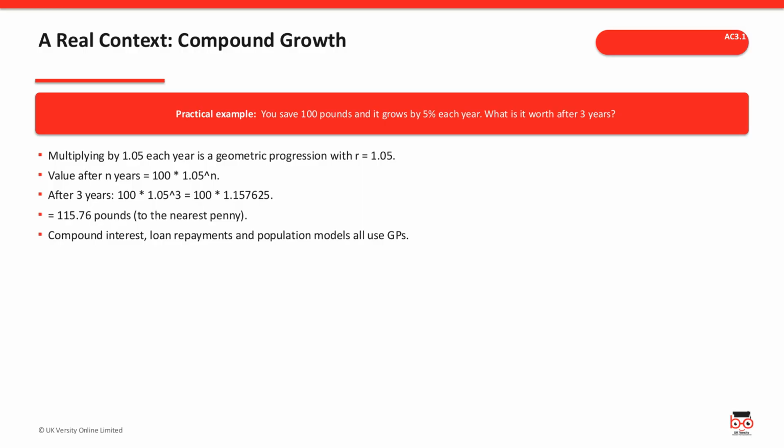Here's where geometric sequences pay off in the real world. Say you save £100 and it grows by 5% a year. Multiplying by 1.05 each year is a geometric progression. So the value after n years is 100 times 1.05 to the power n. After 3 years, that's 100 times 1.05 cubed, which is 100 times 1.157625, giving £115.76. Compound interest, loan repayments, and population growth all follow exactly this pattern.